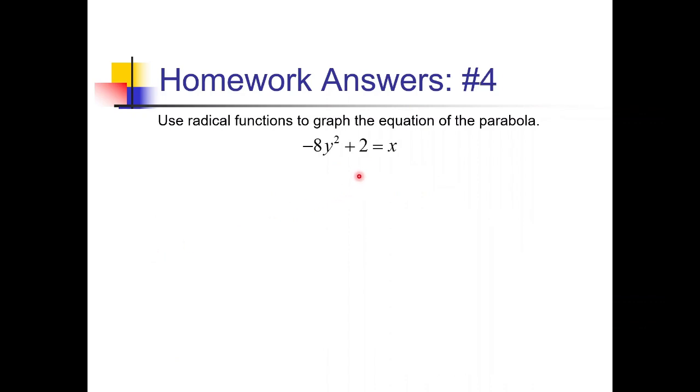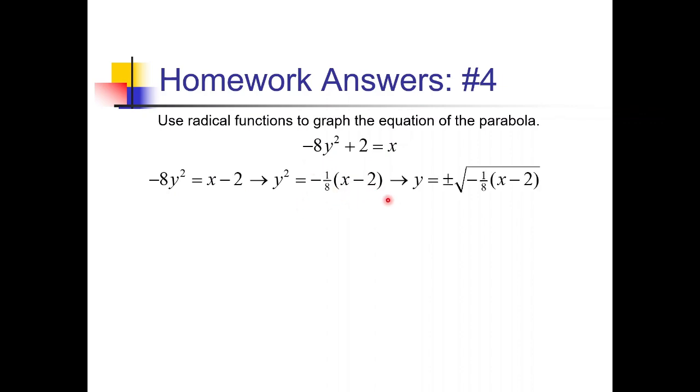For this problem, I'm trying to graph this parabola using radicals. Let me start by isolating the y value and square rooting. So I can subtract 2, and I'm going to undo this negative 8 by multiplying by negative 1/8. And then I'll square root both sides. So we have plus or minus radical all of that stuff.